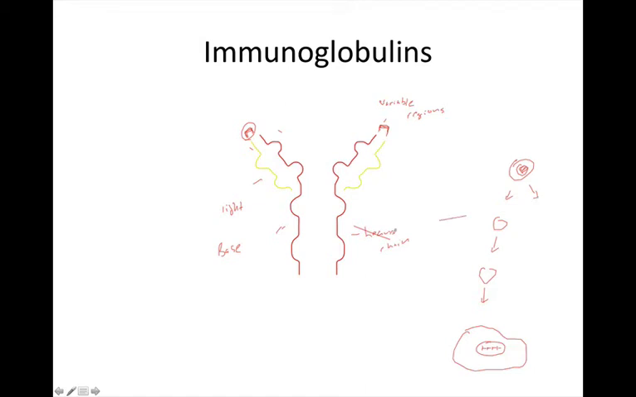Okay, so when an antibody is interacting with an antigen, it's going to look like this. Let's say this is a bacterium, and an antibody was actually interacting with it, it would look like this.